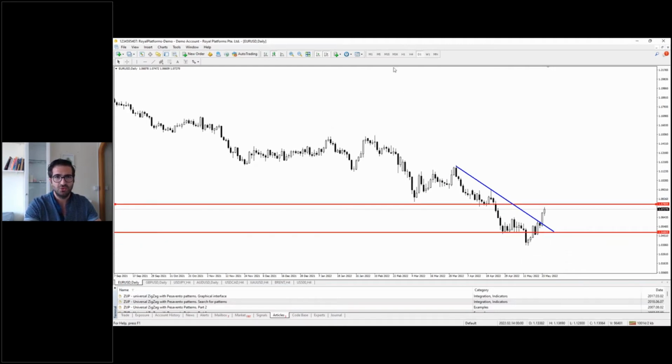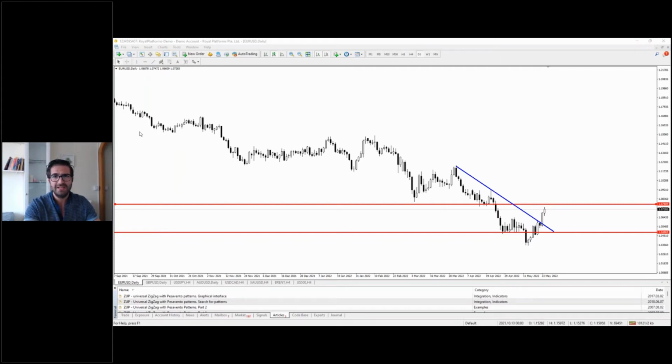Starting with Euro USD. As always, we have 2 different time frames. The first one is daily, and then we will go for the 4-hour time frame for execution. So the daily time frame to know the direction, and then I will go on the lower time frame to see if there is any opportunity for execution. And this is how you should look at the market as well.